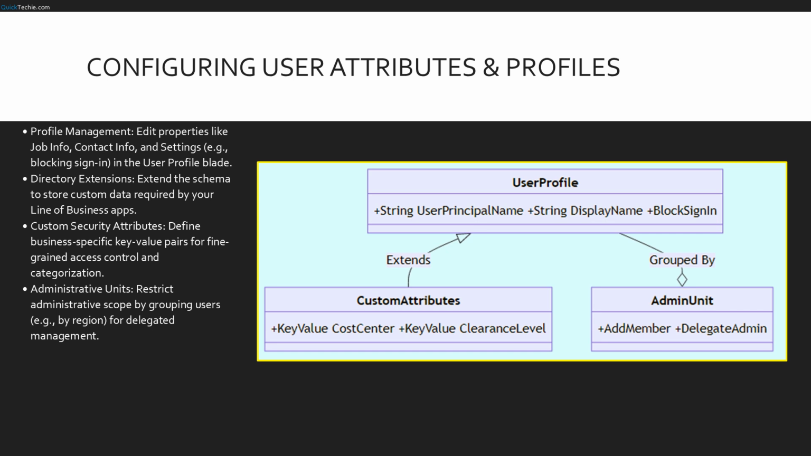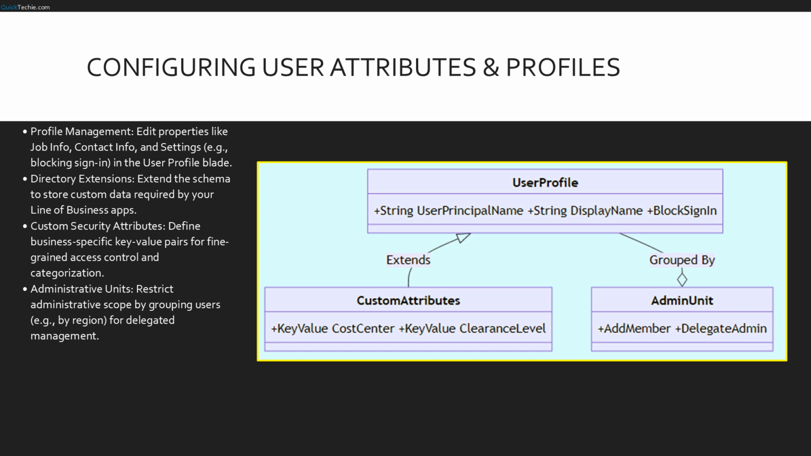But what if standard fields aren't enough? You can use directory extensions to add custom attributes required by your applications. For security scenarios, you should use custom security attributes. These are sensitive key-value pairs used to categorize users for access control policies. Finally, to organize management, you can assign users to administrative units.